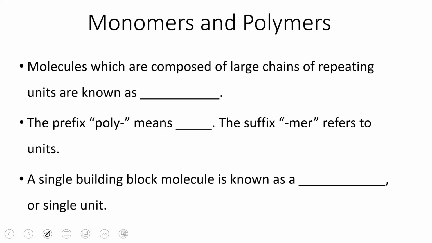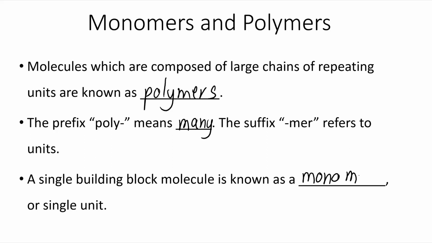Molecules which are composed of long chains of repeating units are known as polymers. With the prefix poly meaning many, and the suffix mer referring to units or blocks. A single building block molecule is known as a monomer or single unit. So mono meaning single.